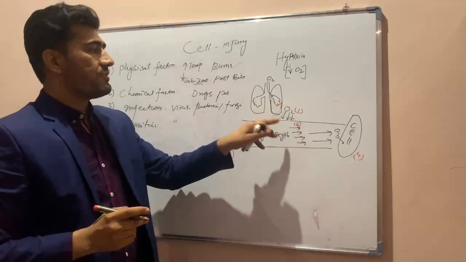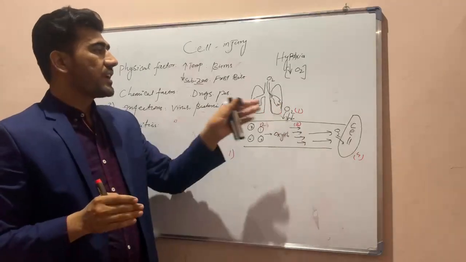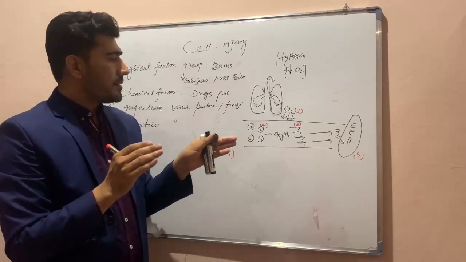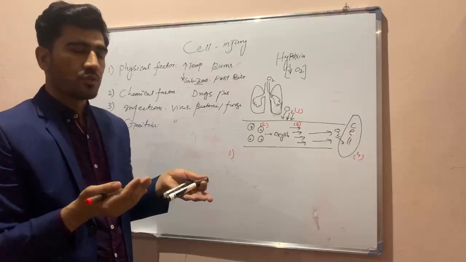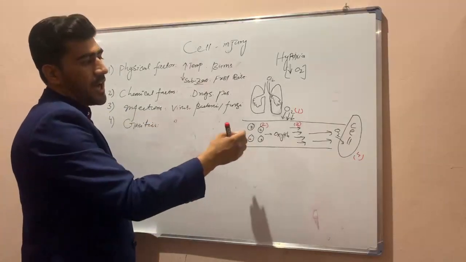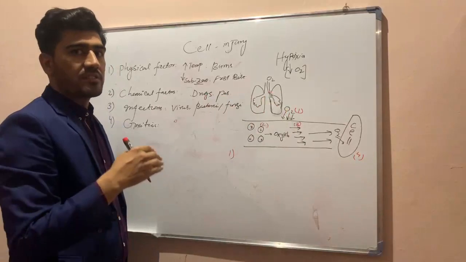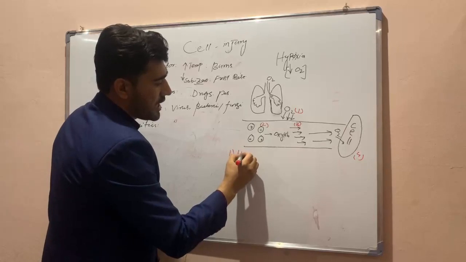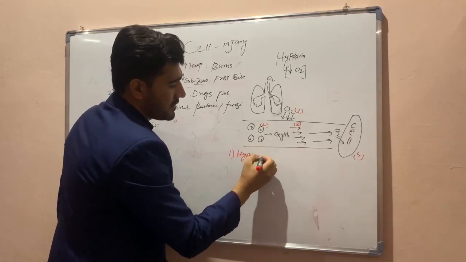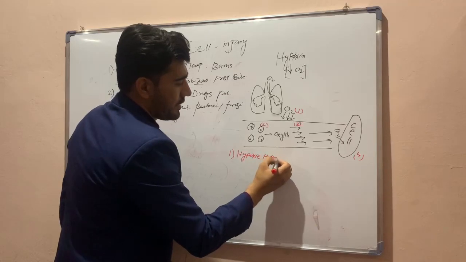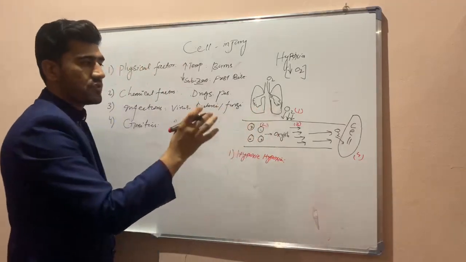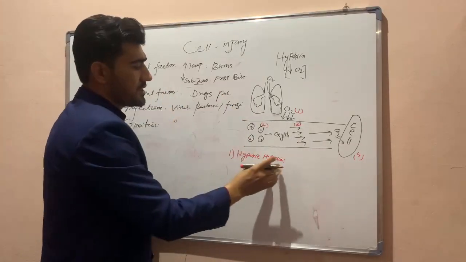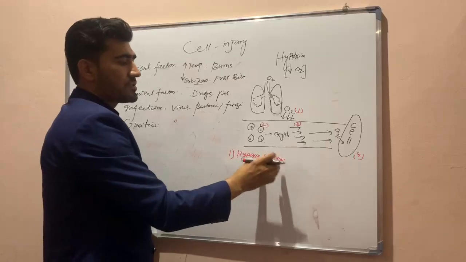For example, number one, if the partial pressure of the oxygen is decreased, the oxygen cannot diffuse to the cell and cannot oxygenate the blood. So the oxygenation of the blood does not take place in the absence of the partial pressure of the oxygen. This kind of hypoxia is called hypoxic hypoxia. Hypoxic hypoxia means the partial pressure of the oxygen is decreased and the oxygen is not able to oxygenate the blood.